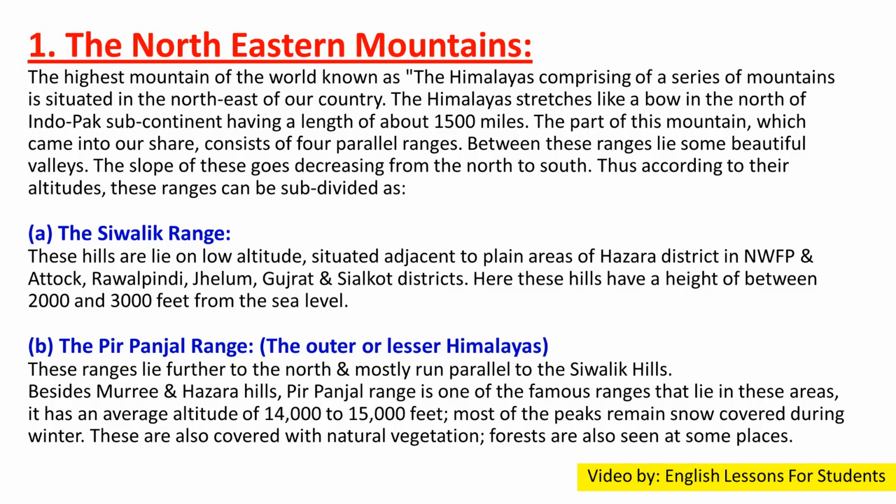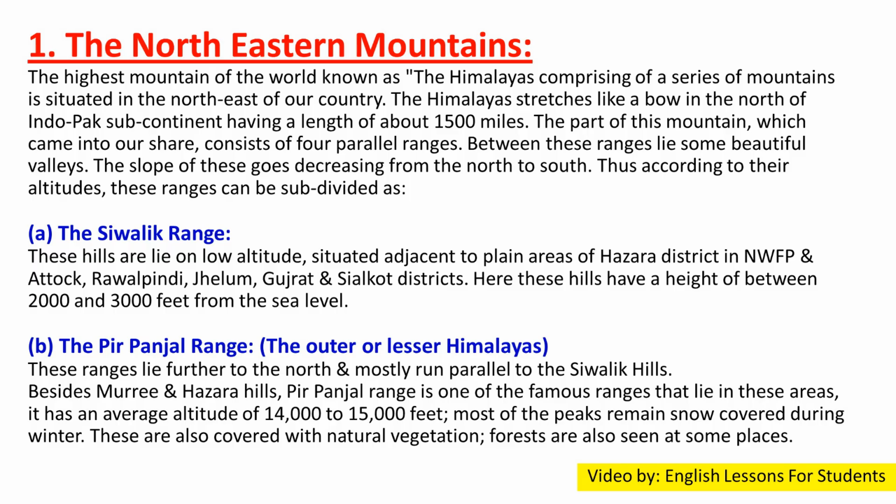First of all, we will discuss the northern mountains. We can say the northeastern mountains. Students, the highest mountain range of the world, known as the Himalayas, comprising a series of mountains, is situated in the northeast of our country. The Himalayas stretch like a bow in the north of the Indo-Pak subcontinent, having a length of about 1500 miles. The part of this mountain which came into our share consists of four parallel ranges.